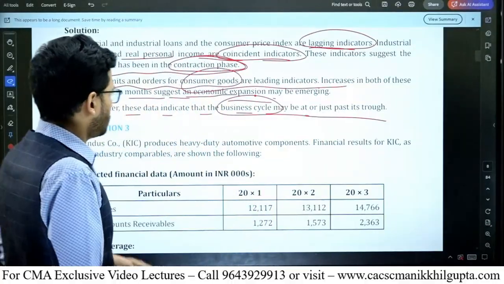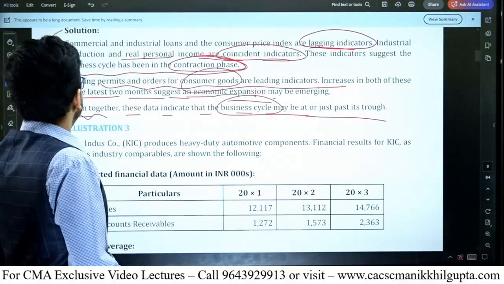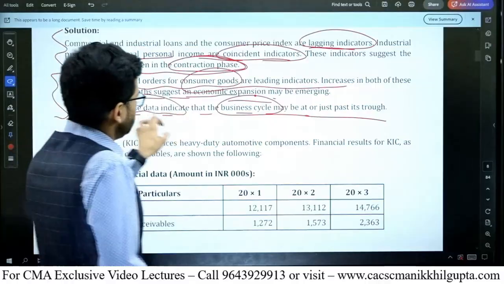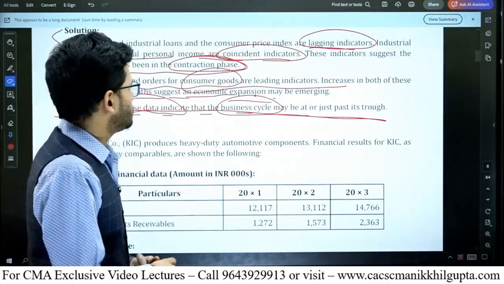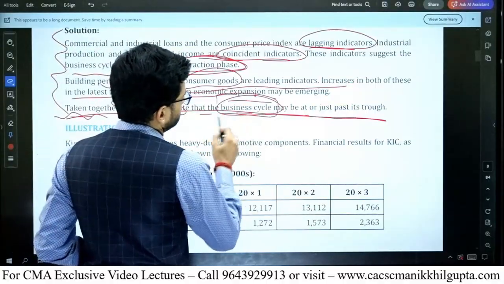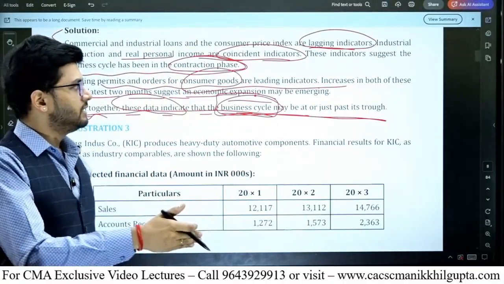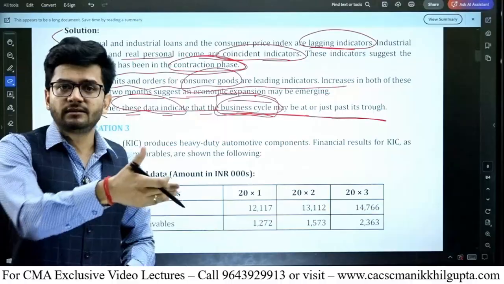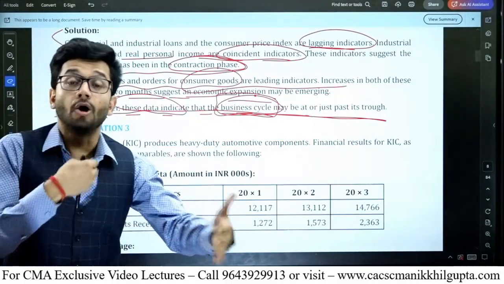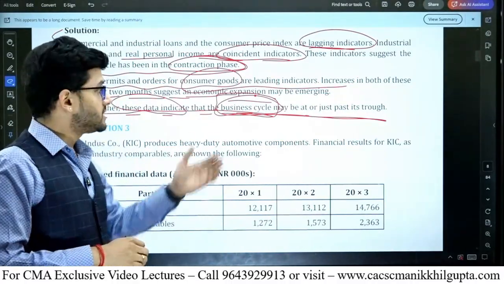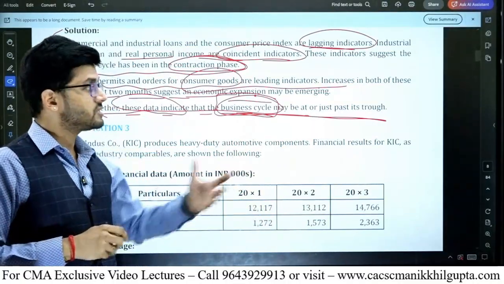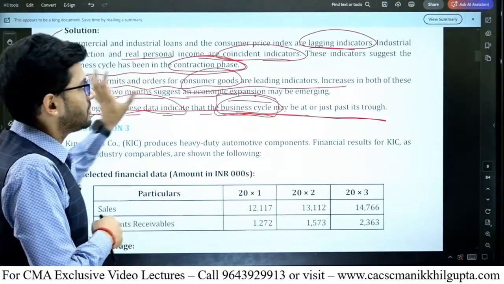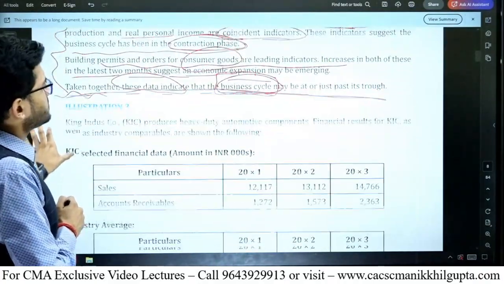So that is the conclusion which has been given: these data indicate that the business cycle may be just past, or maybe at, the trough, which means it may be at the borderline. This is a borderline case. It's not very favorable, it's not very bad, it's just at the borderline. So that is the conclusion that we draw, and I thoroughly understand it.